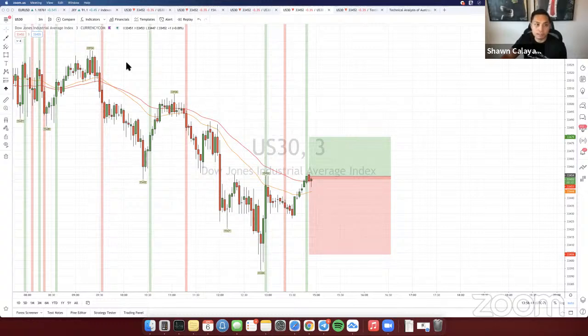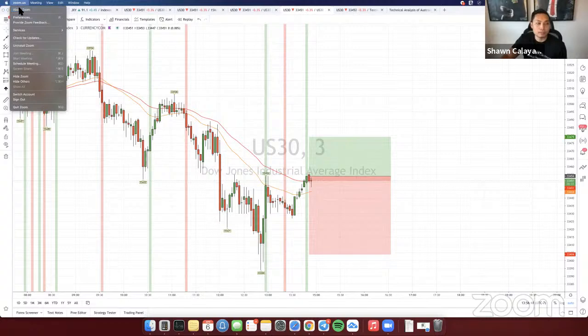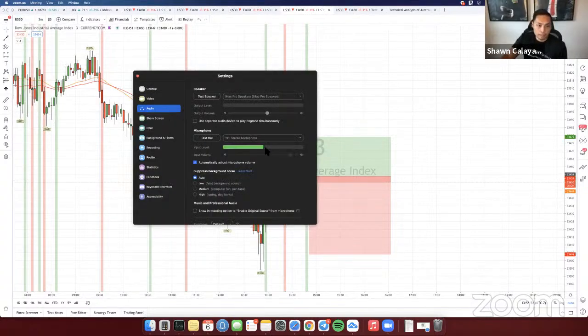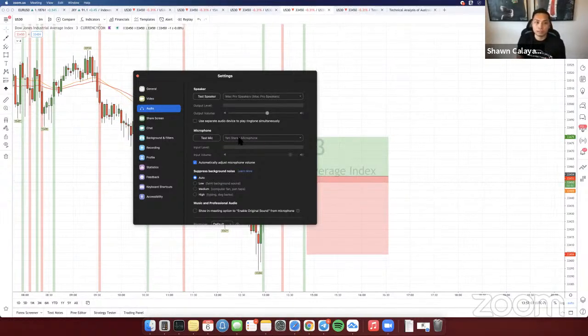I don't know if you can see my screen here, but if you can, you just click on the Zoom preferences right here, and then you go to audio, and then for microphone, make sure that you have it set to, I'm not sure if you're on a laptop, you can probably set it to your laptop or a microphone if you have a specific microphone on your end.